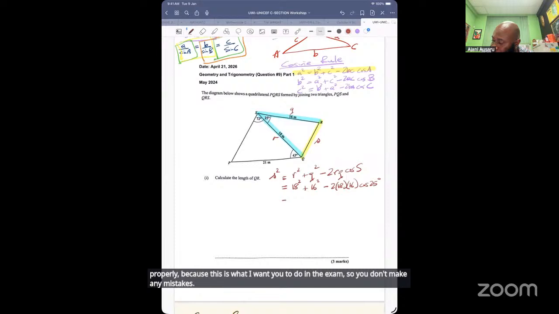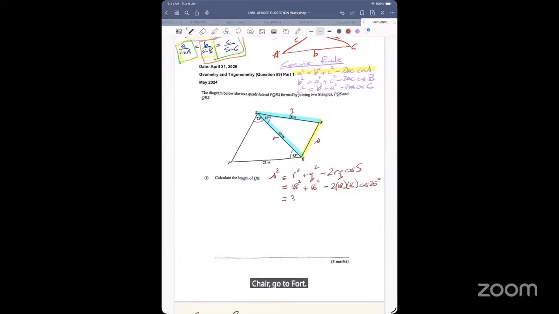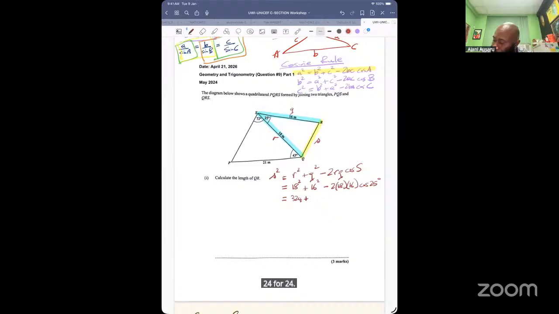And what is 18 squared? You can do that on the calculator pretty easily. So make sure you practice. 324. And what's 16 squared?